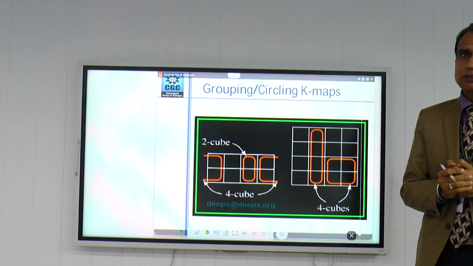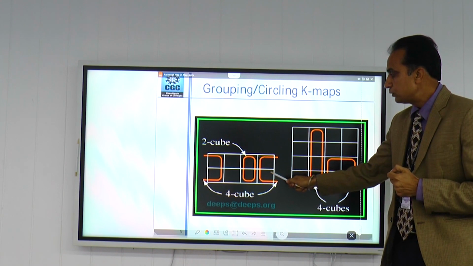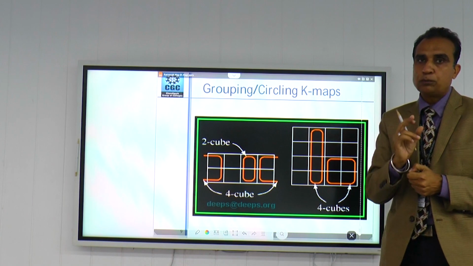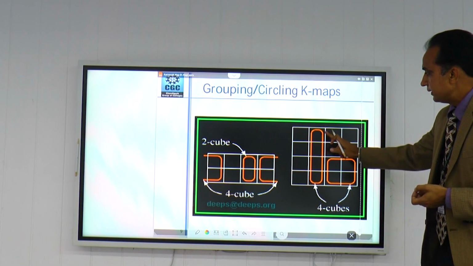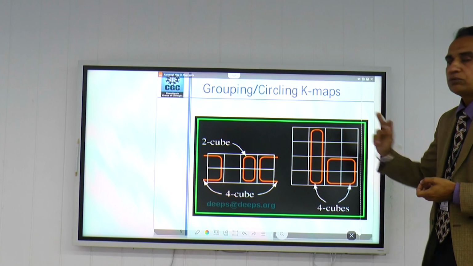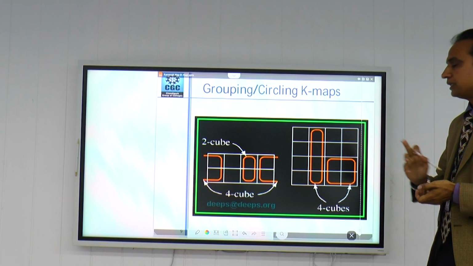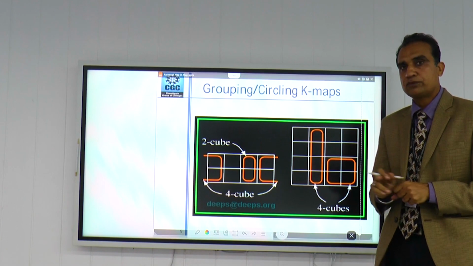These are some possible groups, meaning adjacent blocks like these two square grids can form a group with these two square grids. A group of 4 ones. Similarly, a group of 2 ones. This box represents a group of 4 ones. And similarly, this group also represents a group of 4 ones. These are the possible groups in case of a K-map.